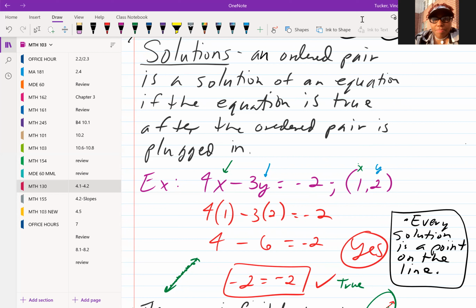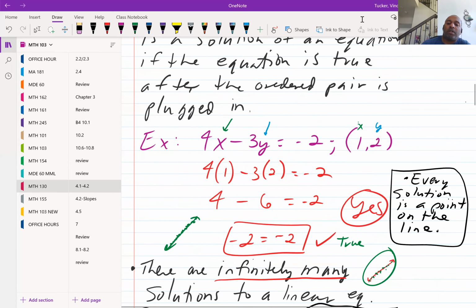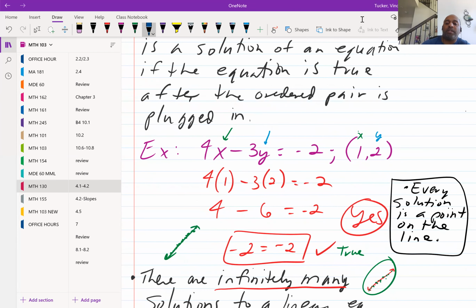Okay, my example: 4x minus 3y equals -2. X is always first, y second. So then you go ahead and multiply it out. 4 times 1 is 4. 3 times 2 is 6. 4 minus 6 is negative 2. So we see we have negative 2 is equal to negative 2. And that is true. So that means that, yes, it is a solution.